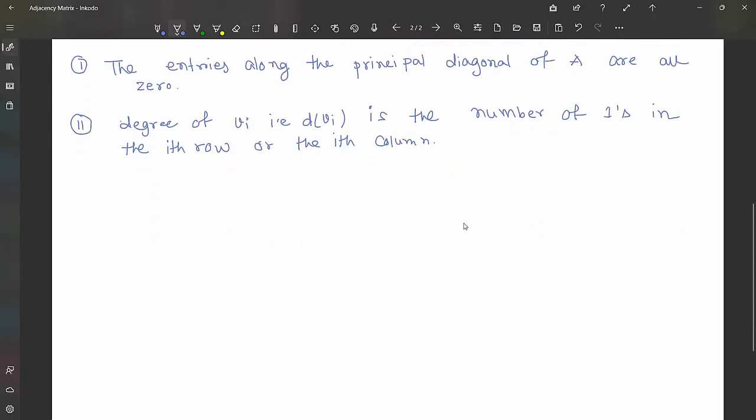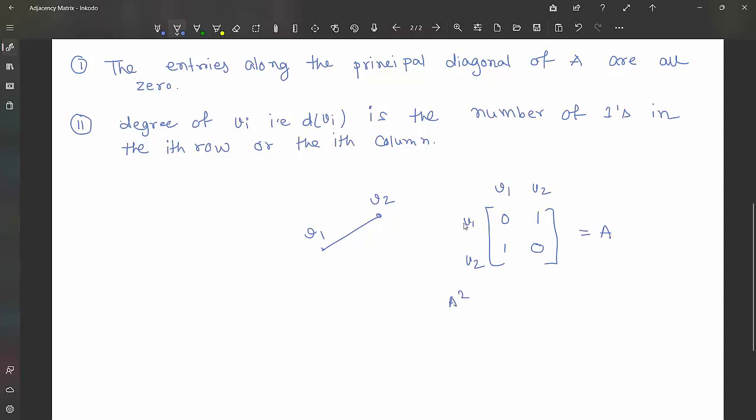Suppose an adjacency matrix is given this way. If we take a simple two vertices problem, suppose 0 1 and 1 0, with V1 and V2 as rows and columns. Because there is no connection from V1 to V1, this is 0. V1 to V2 there is a connection, 1, and V2 to V1 there is a connection, 1, and V2 to V2 there is no connection, so this is 0. So this matrix is your A.